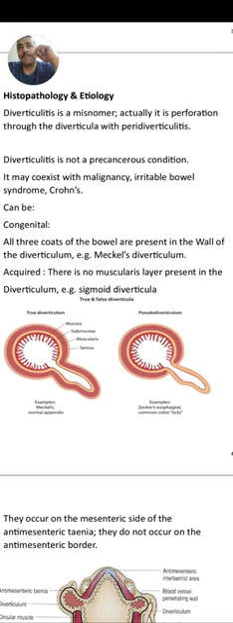And we have to keep in mind that diverticular disease, or diverticulitis per se, is not a stage before cancer. Its natural history is not to progress to cancer. It is not a precancerous condition. Yes, it may coexist with cancer, with inflammatory bowel disease, with irritable bowel disease, but it is just coexistent, not a stage before malignancy.